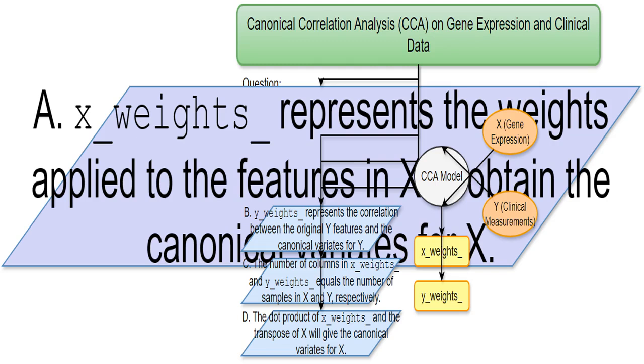X_weights_ gives you the recipe for making the canonical variates for the X dataset, e.g., gene expression data. Each number in X_weights_ tells you how much of each original gene expression feature to include in that canonical variate. It's like a mixing bowl for data.